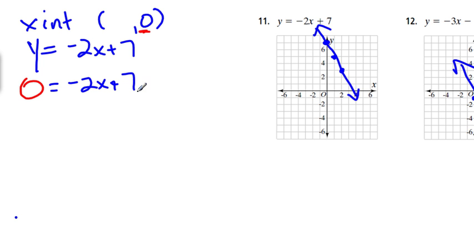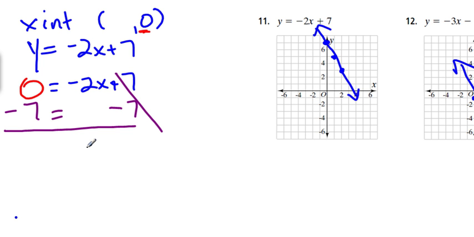So again, reverse PEMDAS. So we say we need to get rid of the plus 7 first. So we take 7 away. The opposite of adding is to subtract. If we do it to one side, we do it to the other side. So positive 7 minus 7 cancels out. Negative 2x is left over here. 0 minus 7 is just negative 7.